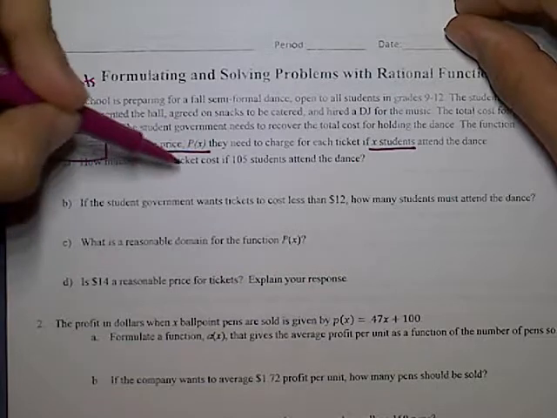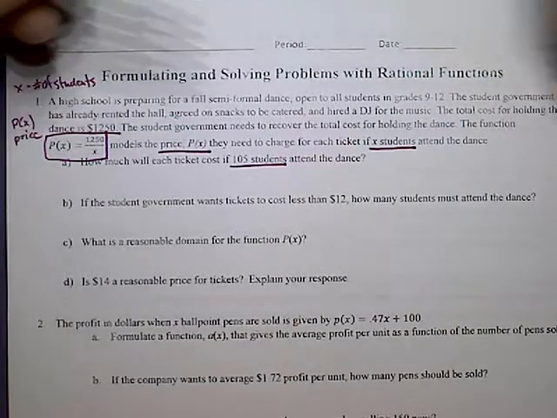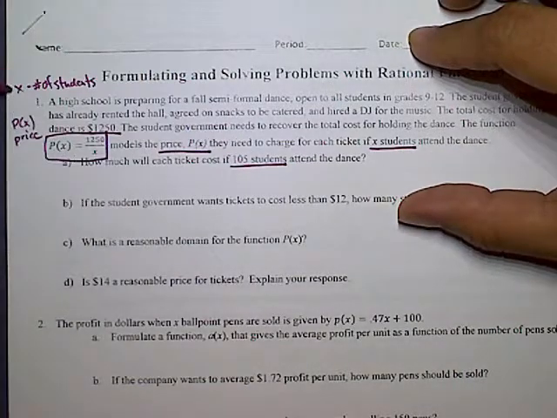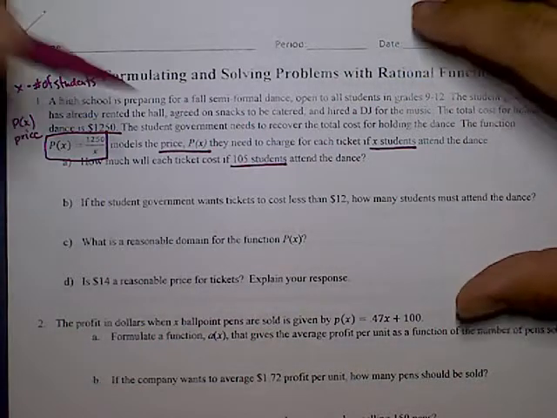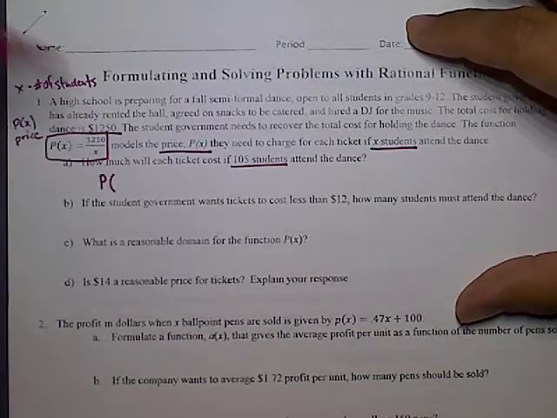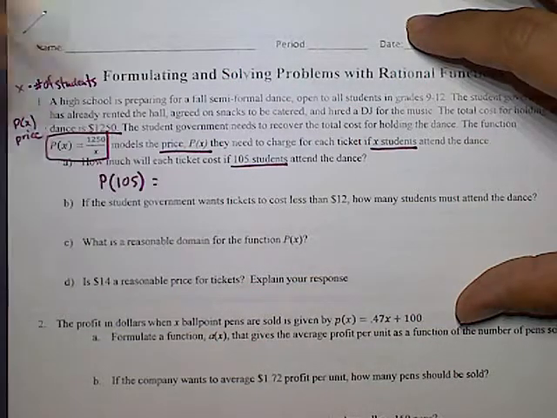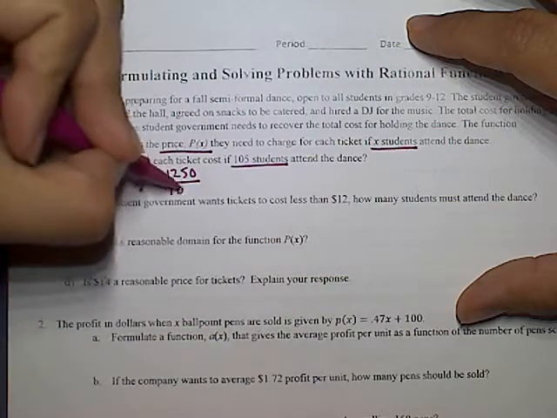It says, how much will each ticket cost if 105 students attend the dance? So 105 is the number of students. Does that go in place of x or in place of P of x? In this case, since it's a number of students, it goes in place of x. So we copy down our formula, but this time instead of x, we say P of 105 equals 1250 divided by 105.